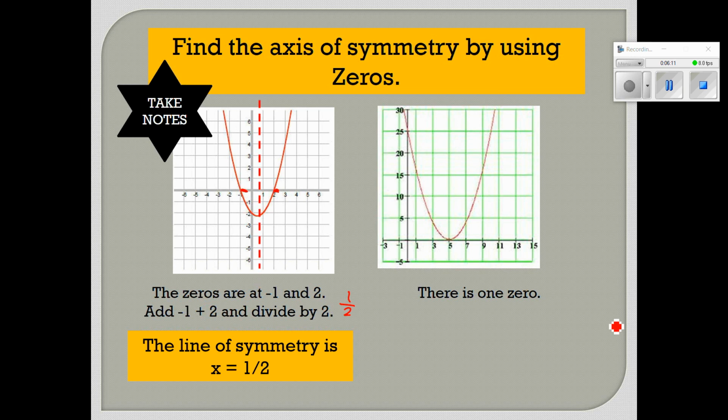Here there is only one zero in graph B, if we call this graph B. And so the axis of symmetry has to be right there on 5.